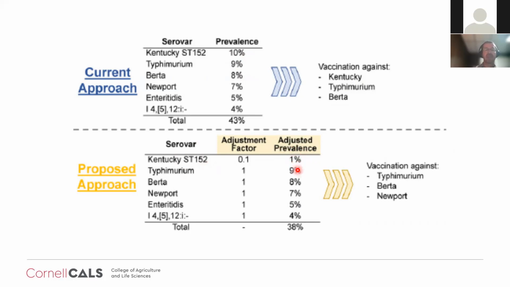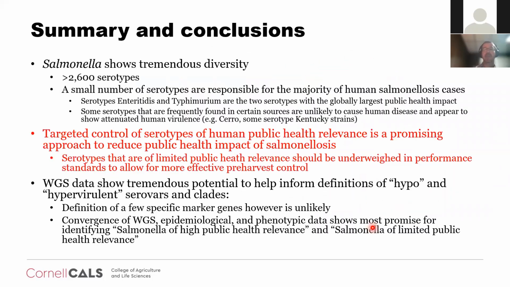Now our top serovars become Typhimurium, Berta, and Newport. Newport is very common among human disease cases, even sometimes an issue with multi-drug resistance. Now we would target our vaccination against these serovars, much more likely to have a bigger public health impact than this type of vaccination of a poultry flock.